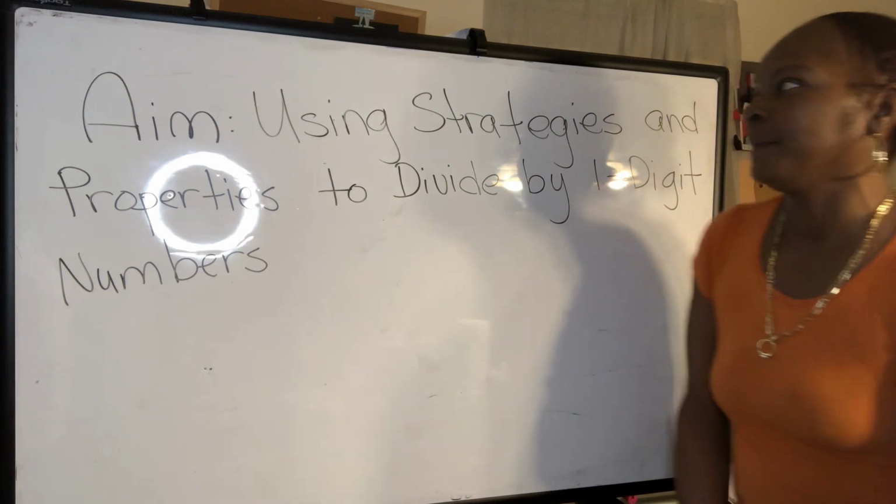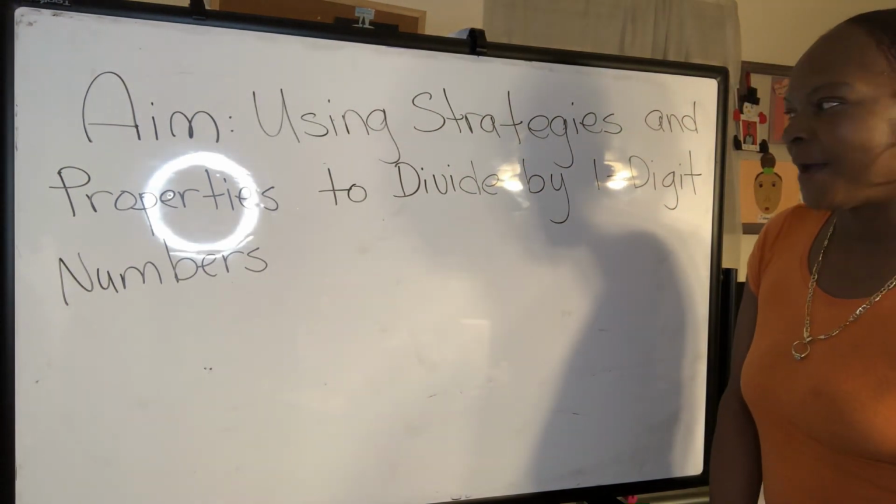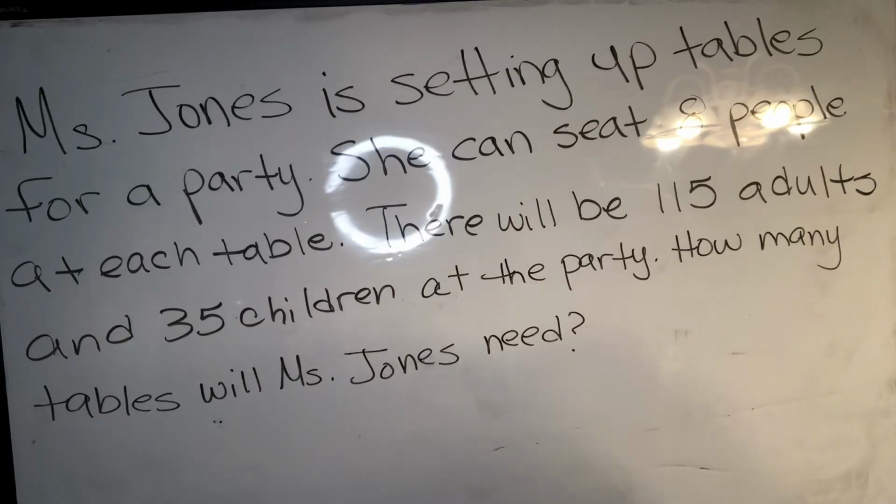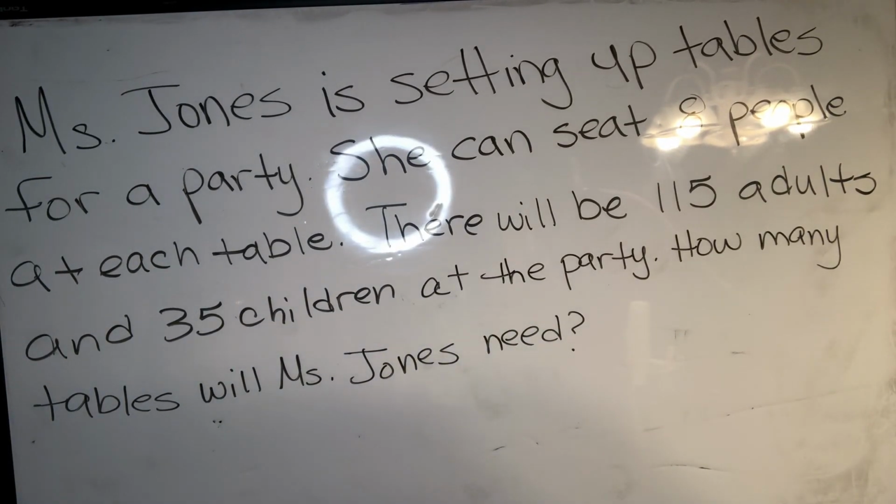So, today's aim is using strategies and properties to divide one digit numbers. All right, so problem number one. Mrs. Jones is setting up tables for a party. She can seat 8 people at each table. There will be 115 adults and 35 children at the party. How many tables will Miss Jones need?